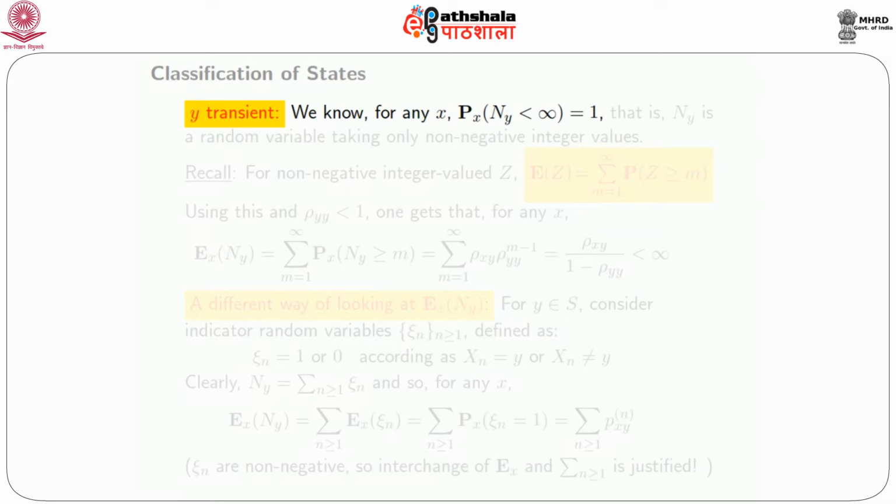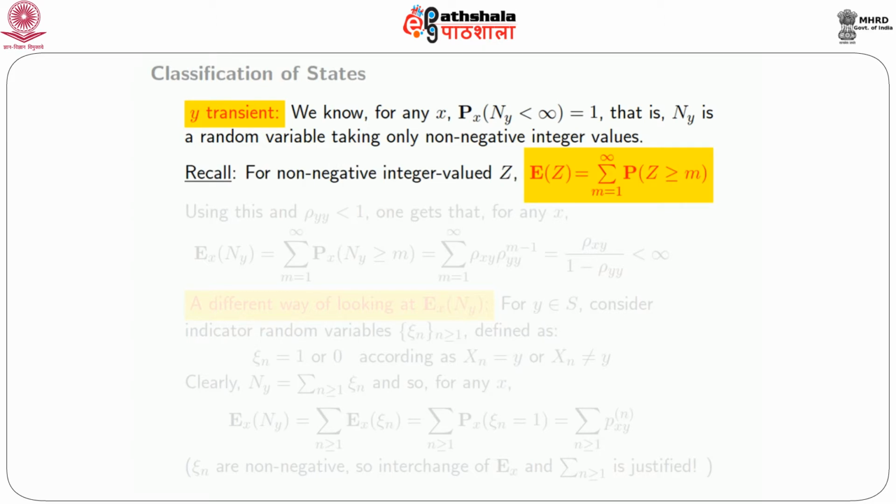Next, look at the transient scenario, when y is transient. Now we already know that for any x, P_x probability that N_y is finite is 1. That is, N_y is a random variable taking only non-negative finite integer values. So we want to calculate the expected value of this. We quickly recall a standard fact you have seen in undergraduate probability. For any non-negative integer valued Z, here is a formula that is often very useful. Expected value of Z can be computed by the sum of the tail probabilities: sum over m equal to 1 to infinity of the probability Z is greater than or equal to m. So I'm going to use this for calculating the expected value of N_y conditioned on starting at x.